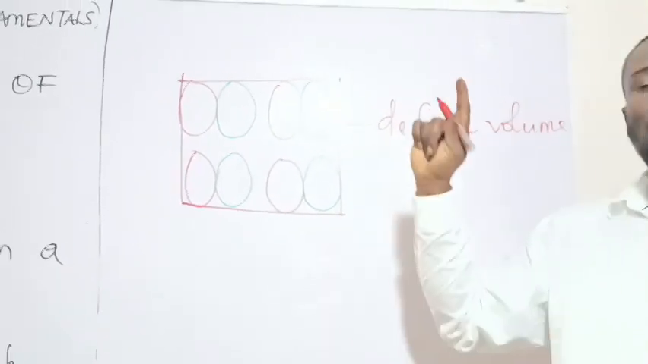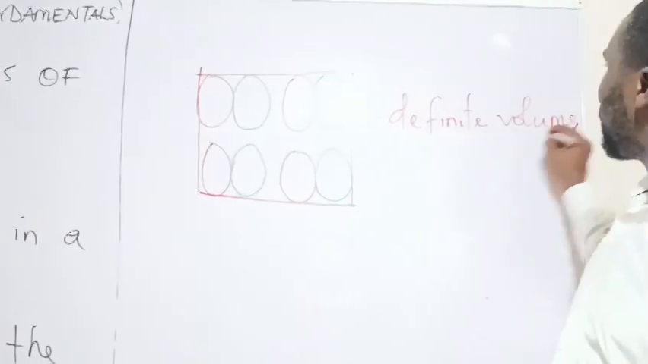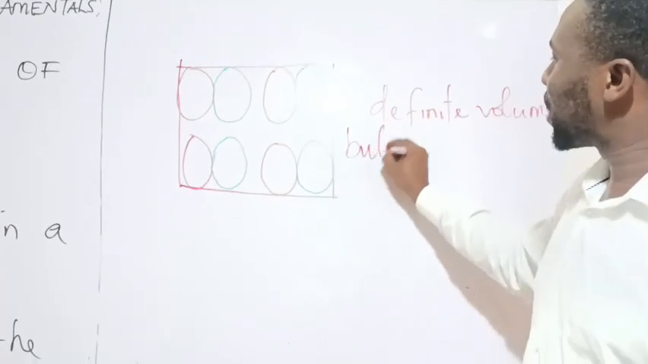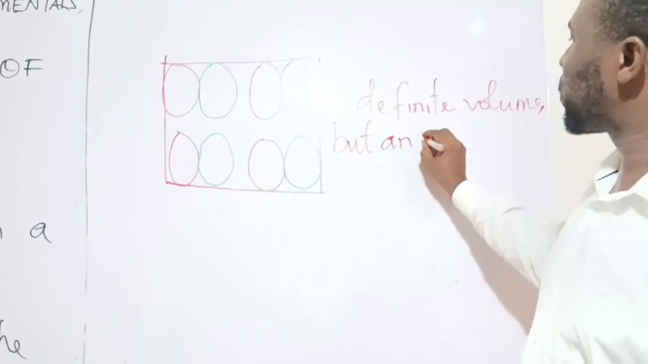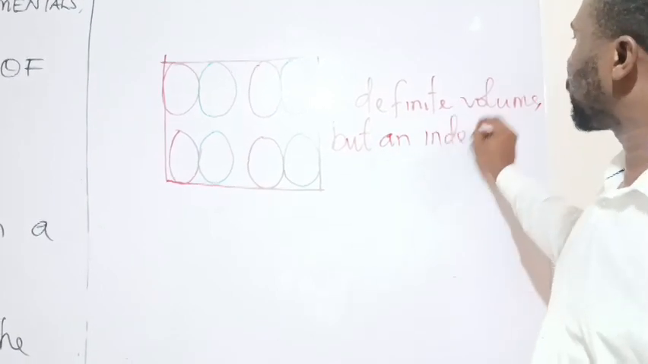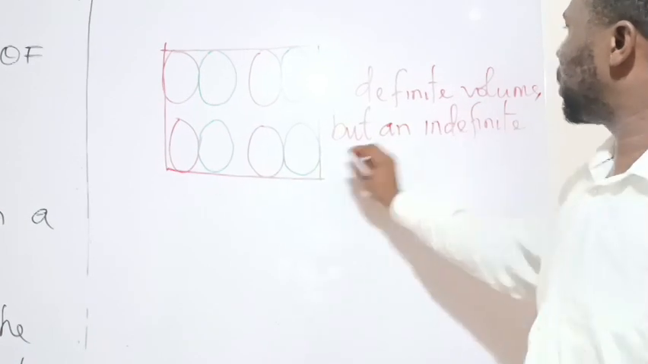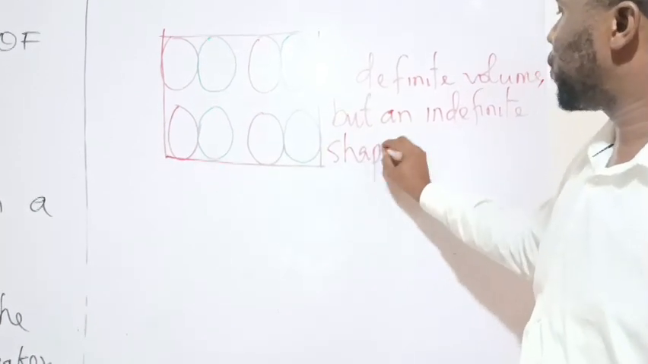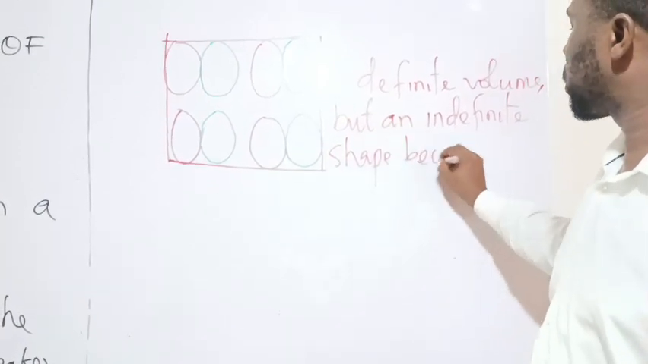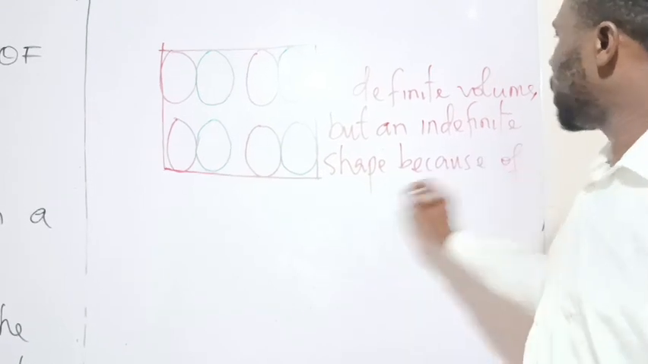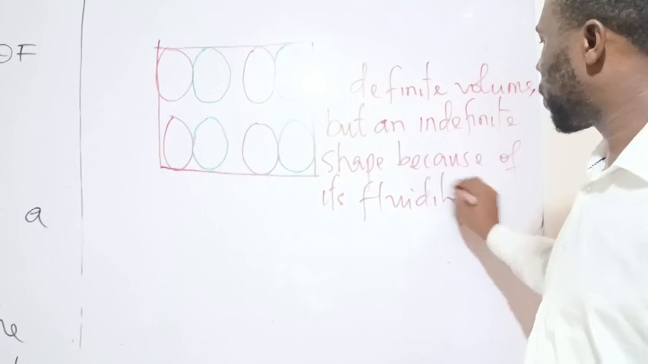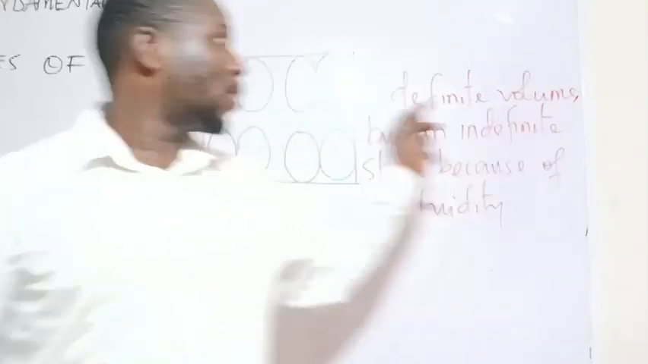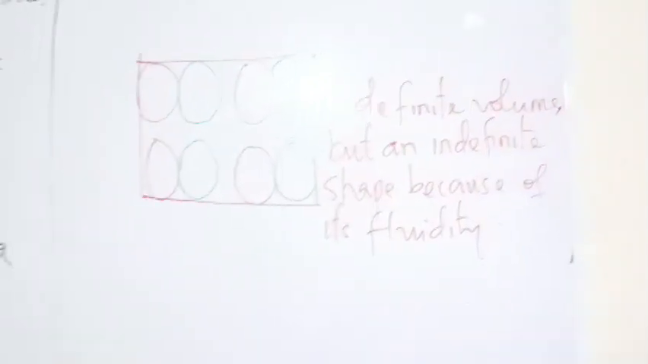Because of that fluidity, a liquid substance has a definite volume, but an indefinite shape. Fluidity implies it can flow. So this is for a liquid substance.